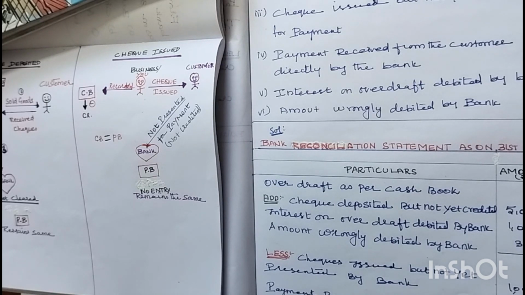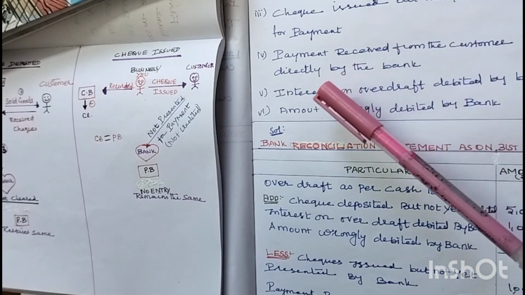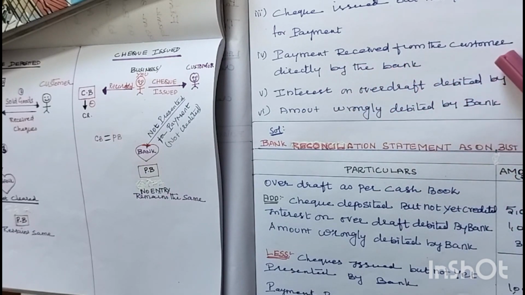So on the list column, we have to write the check issued but not yet presented by the bank. 1,000 rupees will be entered on the inner amount column. We entered. The next transaction is the payment received from the customer directly by the bank, 500 rupees.